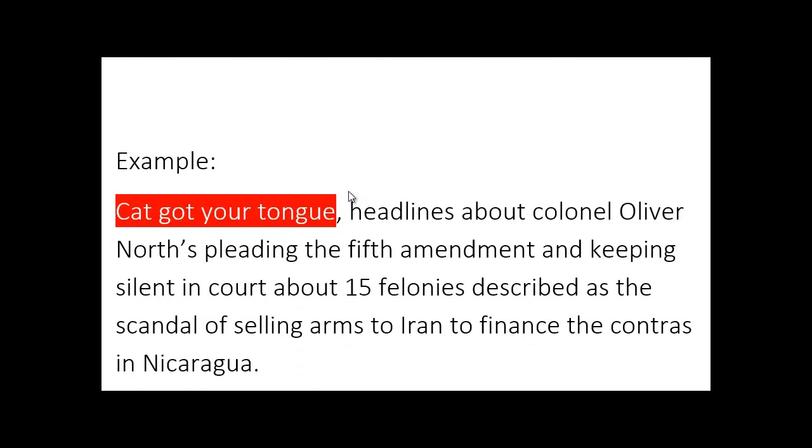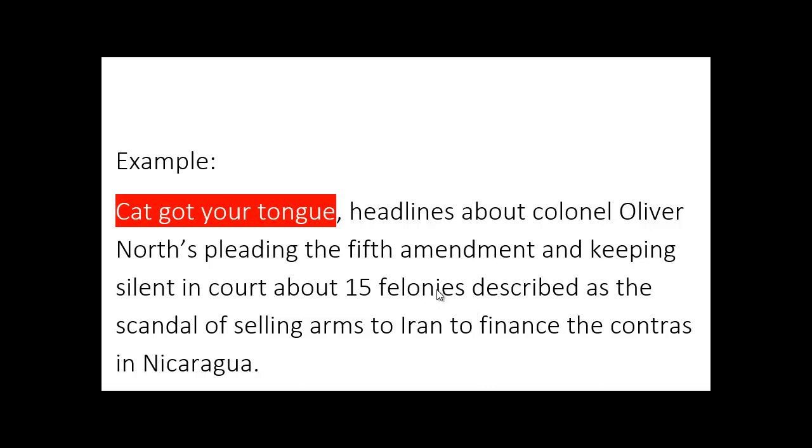That was a headline about Colonel Oliver North pleading the Fifth Amendment and keeping silent in court about 15 felonies, described as a scandal of selling arms to Iran to finance the Contras in Nicaragua. It's a political issue. It was a hot potato at the time, and he wanted to keep quiet and protect himself. So the editors just put the question to him: "Cat got your tongue? What happened to you? Why are you quiet? Why don't you tell the people the truth?" And the idiom is very famous.